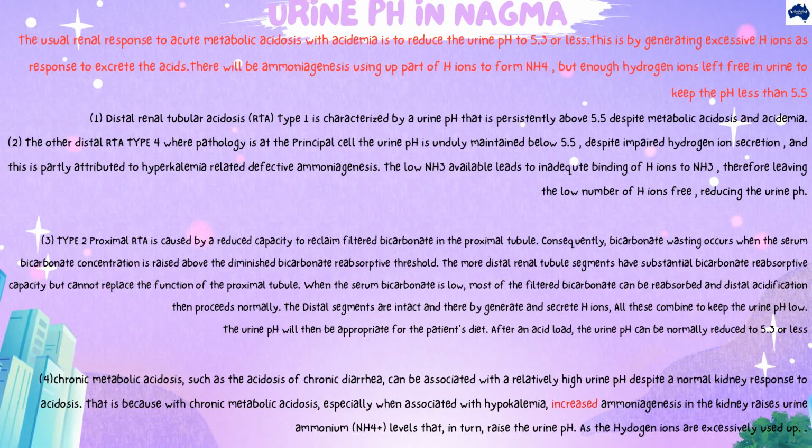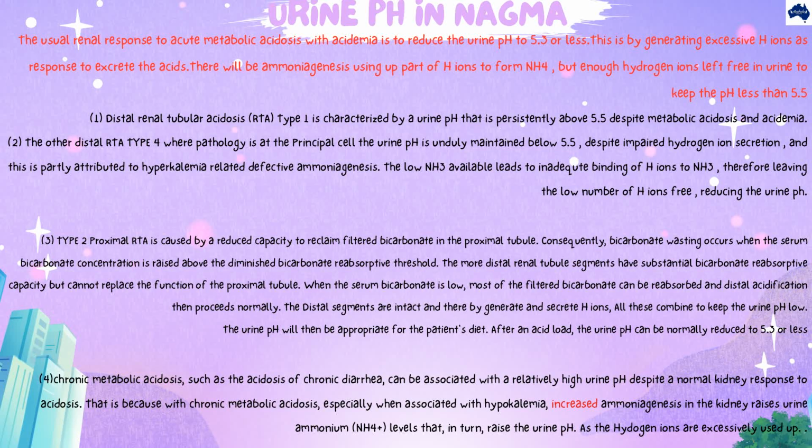The next pathology is the other distal RTA, which is type 4, where the pathology is at the principal cell. Here the principal cells don't secrete hydrogen ion, but the alpha intercalated cells maintain hydrogen ion secretion. So here, when you have a defect in hydrogen ion secretion, the pH is still unduly on the lower side, which is maintained below 5.5 despite impaired hydrogen ion secretion.